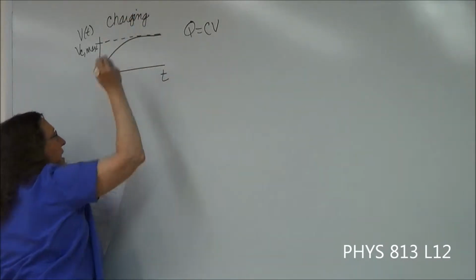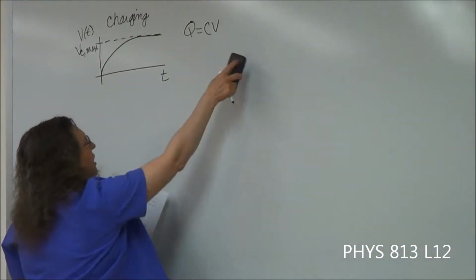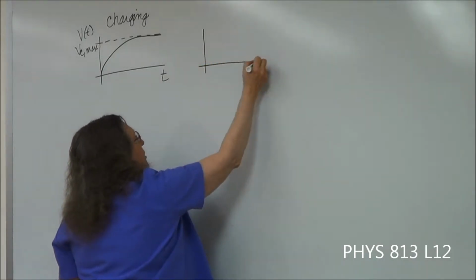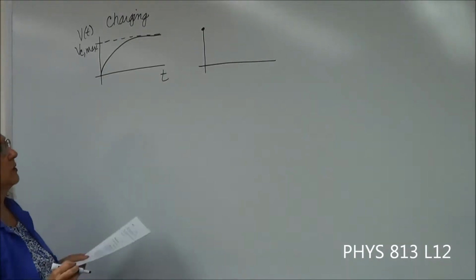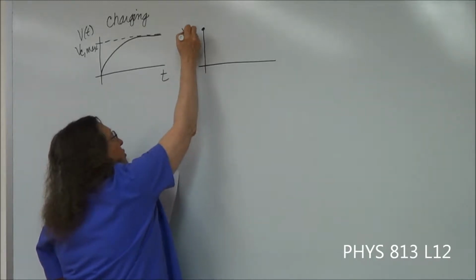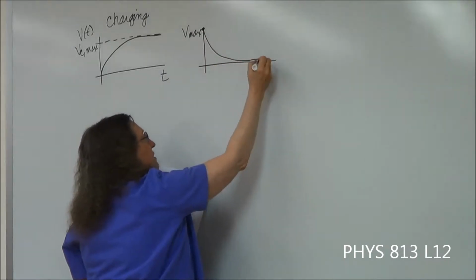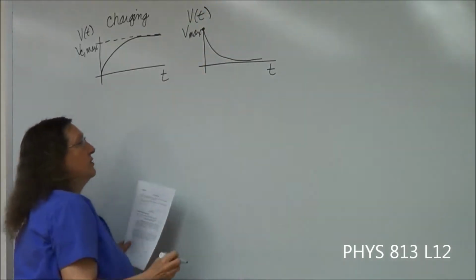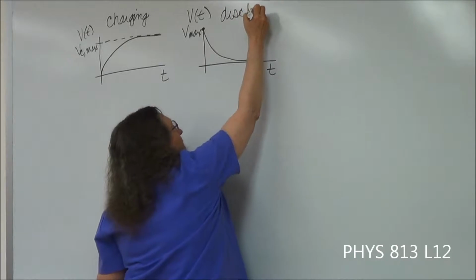Then we have the discharging process, which I want to draw the graph there, so I'm going to erase that. So after the capacitor has charged, then it's going to discharge. It's going to start here at a maximum voltage, the same that it had over here, and then it will decrease down to 0. So we have our voltage as a function of time, and this is for the discharging process.